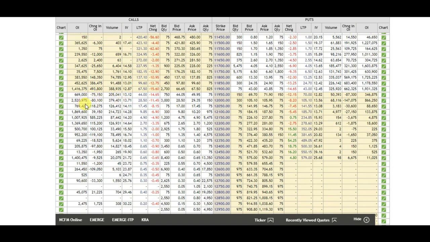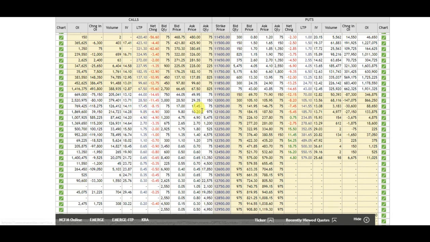Now, if we see further at the 12,050 strike price, we can see again the call unwinding. Reason being, the change in open interest is minus 1.18 lakh contracts, and the net change is minus 8. It means the call buyers unwound the position at this particular strike price.